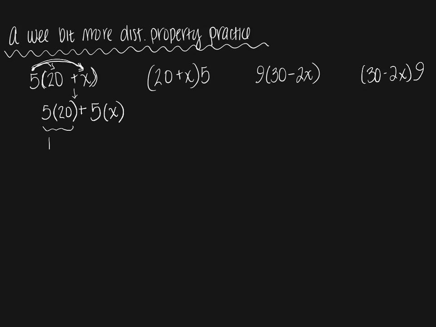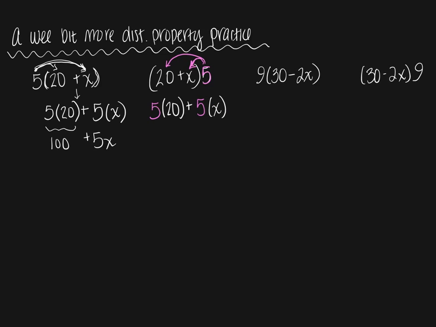5 times 20 is 100 plus 5x. That was easy. Okay, the next thing I'm going to do is take this 5 here on my outside and multiply it this direction. And just like last time, I'm going to write down my 5. So I'm going to have 2 things that I'm multiplying my 5 by. The first is my 20, and the second is my x. Remember that I'm multiplying 5 by x, though, so it's 5 times x. All right, now you can simplify, and you get 100 plus 5x.